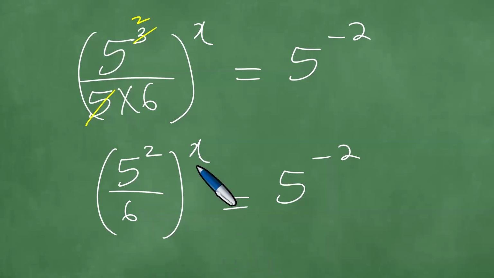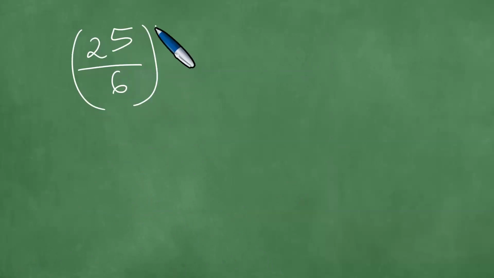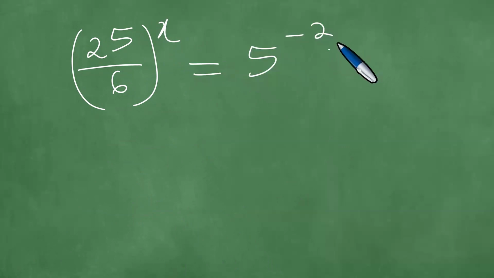Trying to simplify these to the lowest basis possible. And therefore now 5 squared is 25. So this is 25 out of 6, all to the power x, is 5 to the minus 2. Now, looking at these bases, we clearly can see that there's no way we can make the bases the same. And so we apply the log.